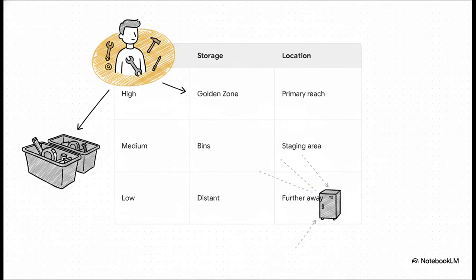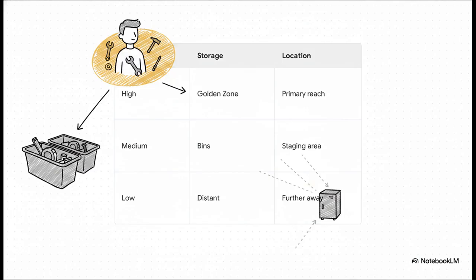Now, what's really interesting about this is how we actually decide where things go. We use a concept called proximity stratification, often relying on ABC analysis. High-frequency items, those A items you use every few minutes, they belong in the golden zone. This is your primary reach zone, ergonomically located right between your shoulders and your waist. By placing tools there, we completely eliminate bending and stretching. Then you have your medium-frequency B items. They go into compartmentalized bins in easily accessible staging areas nearby.